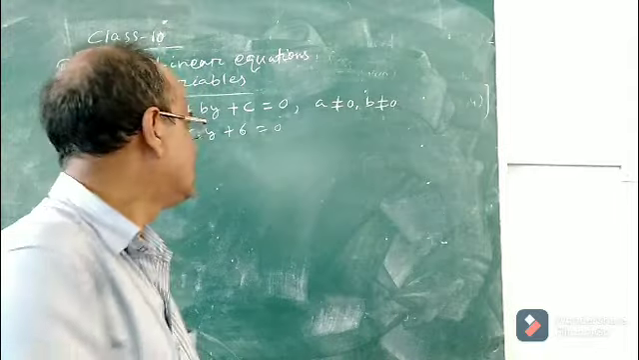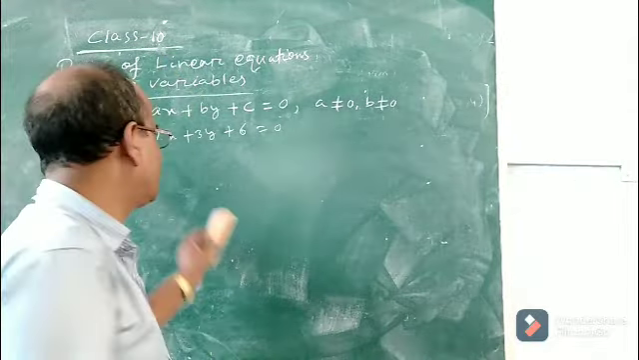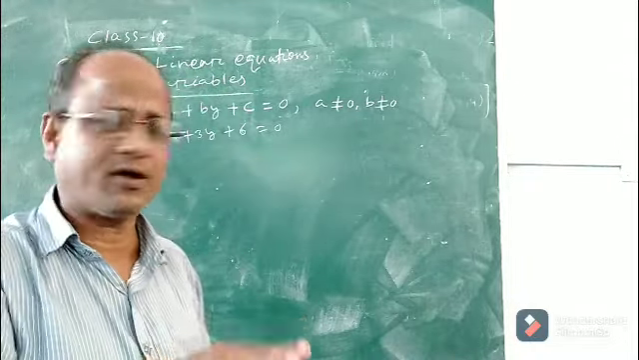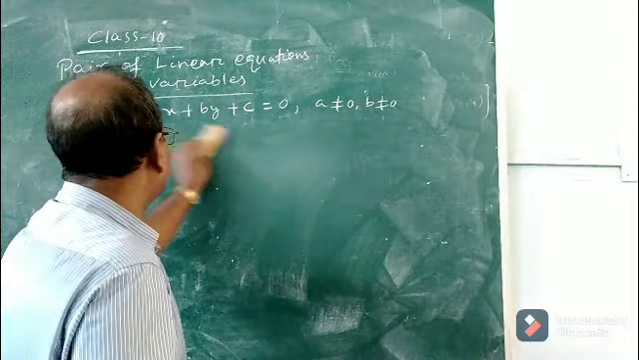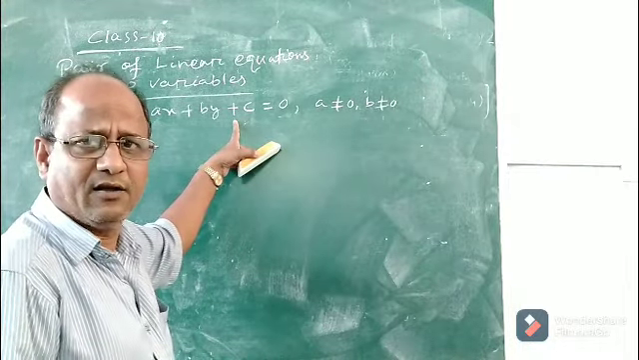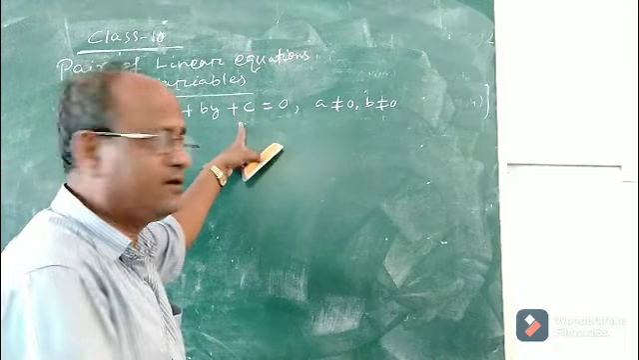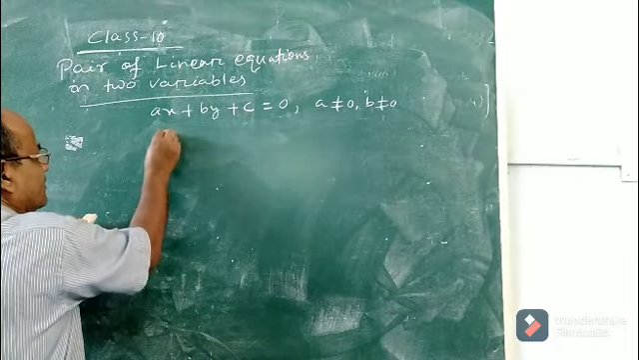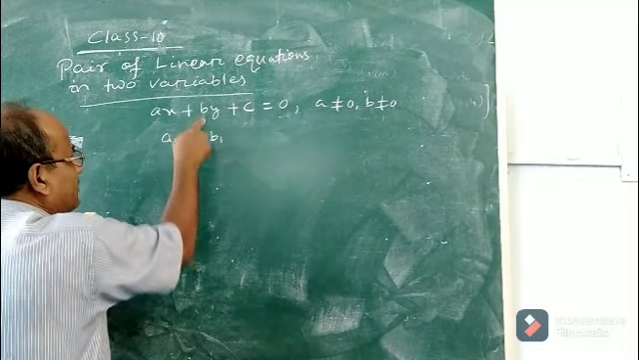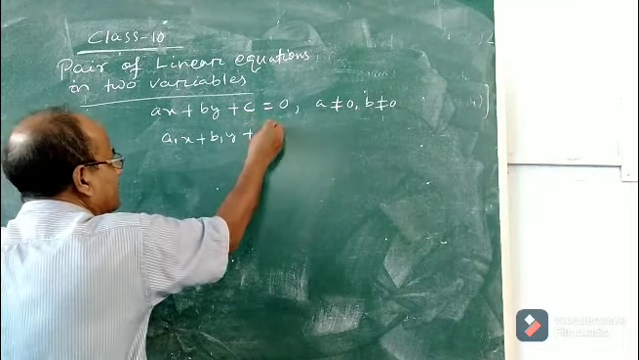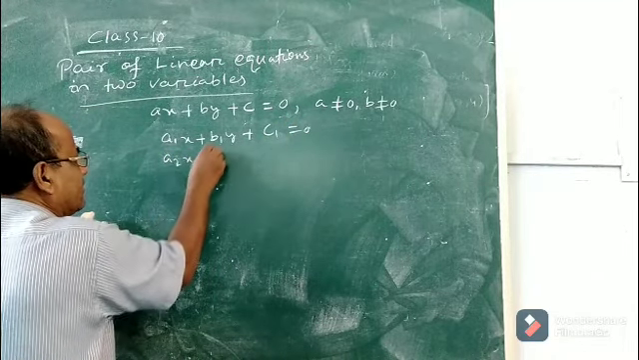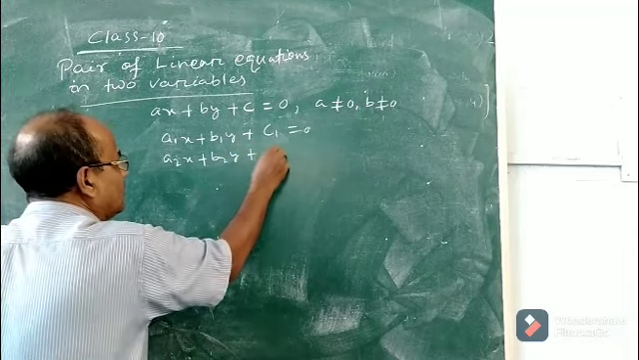First let me tell you what a pair of linear equations is. A pair means when we have to consider two linear equations in two variables. Since this is the general form of every linear equation in two variables, when we consider a pair, what will be the general form? The general form will be a1x + b1y + c1 = 0, and similarly a2x + b2y + c2 = 0.